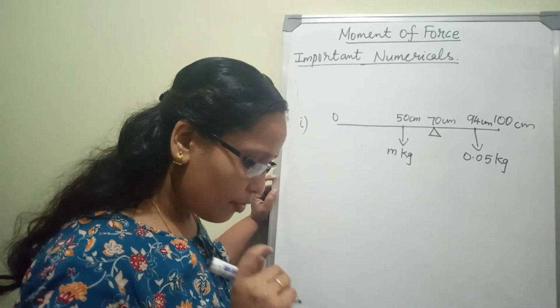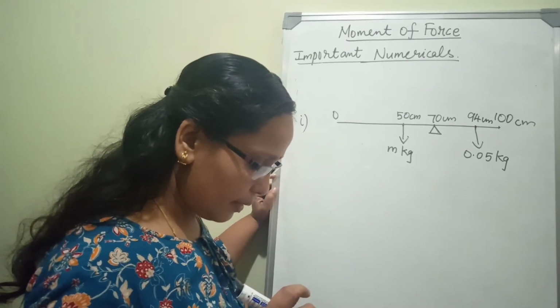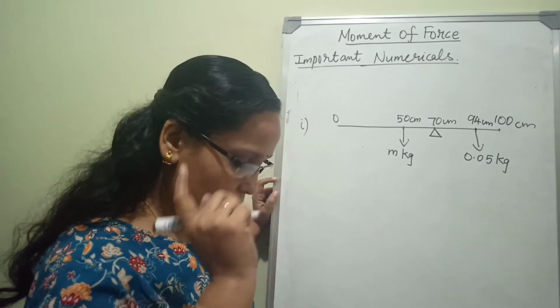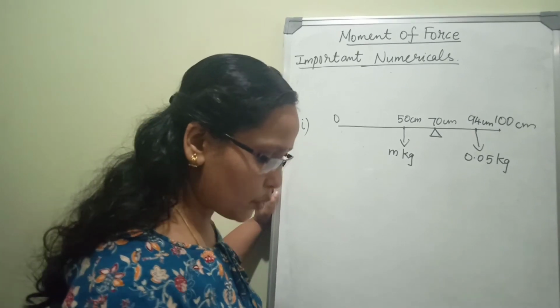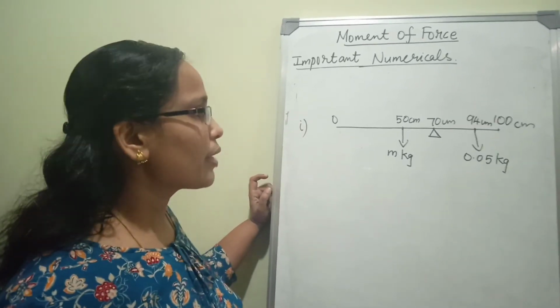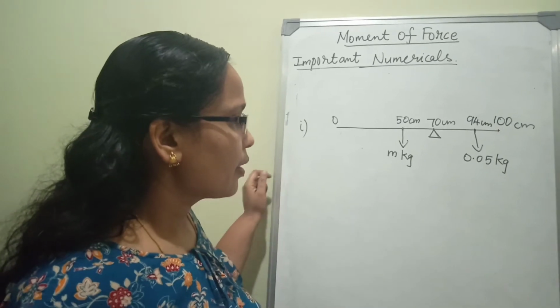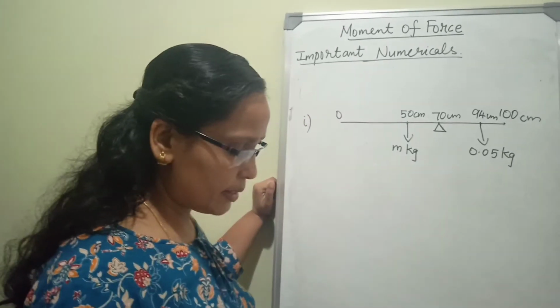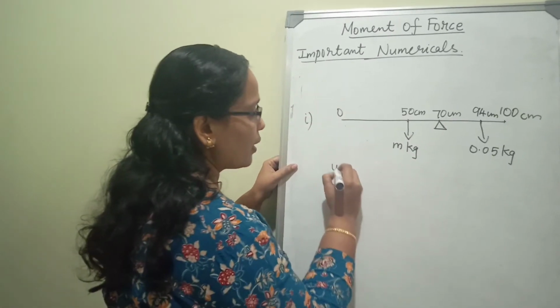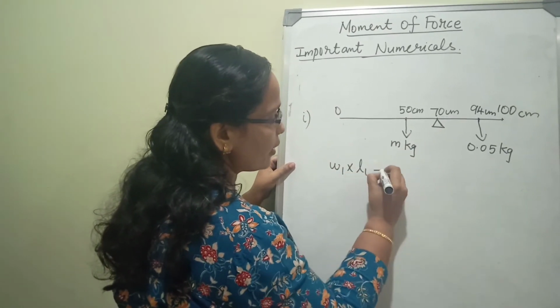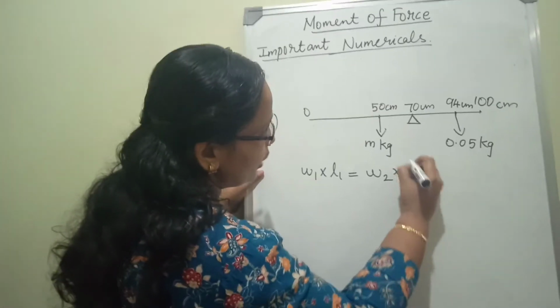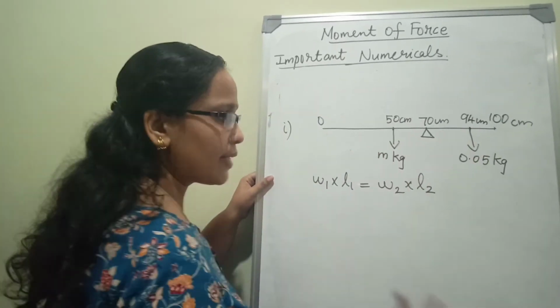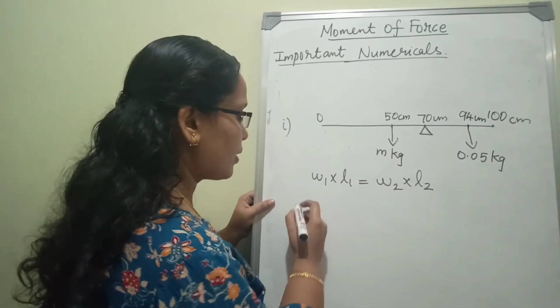Next one is find the mass of the meter scale. That is our next question. How can we find the mass? Here again we have to use our principle of moments. W1 into L1 equal to W2 into L2 in equilibrium. They have given it is in equilibrium, so easily we can mark this.